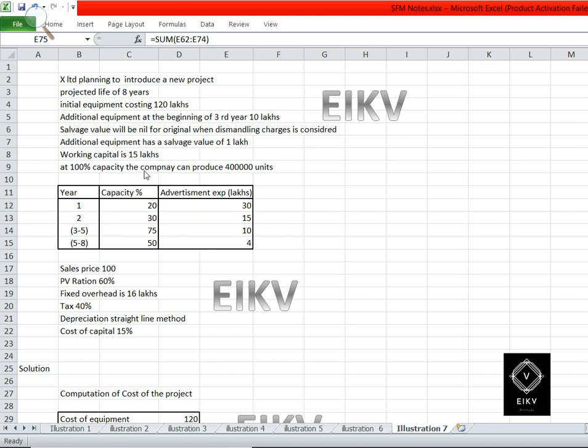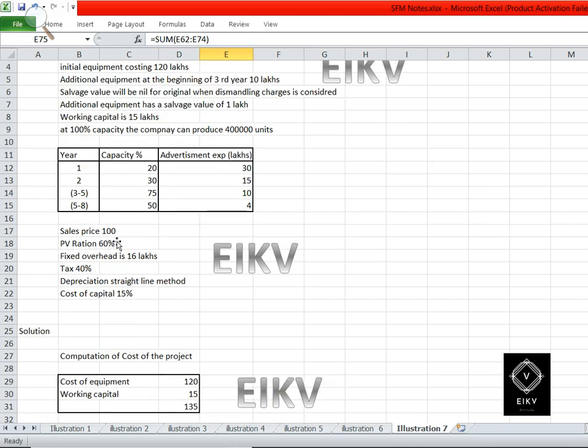At 100% capacity, the company can produce 4 lakh units of the product. Then they have given the production capacity of each year. Years are 1, 2, 3 to 5 years and 6 to 8 years. Then capacity is 20%, 30%, 75%, and 50% respectively, and they have given the advertisement expenses as 30 lakh, 15 lakh, 10 lakh, and 4 lakh.